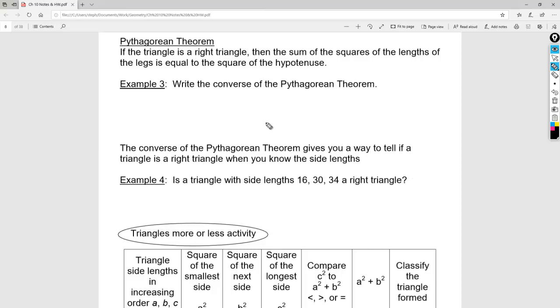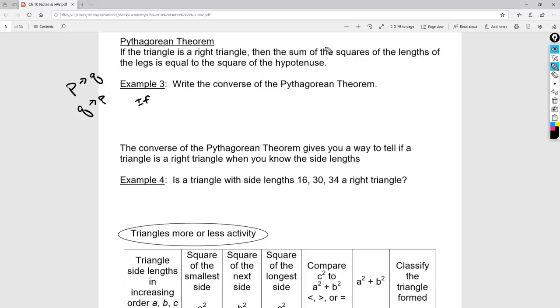Okay. So what we're given here is the Pythagorean theorem. So if the triangle is a right triangle, then the sum of the squares of the lengths of the legs is equal to the square of the hypotenuse. So what I want to do is write the converse. So what I'm going to do is take my P to Q and write this as Q to P.